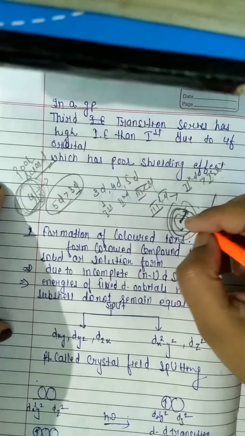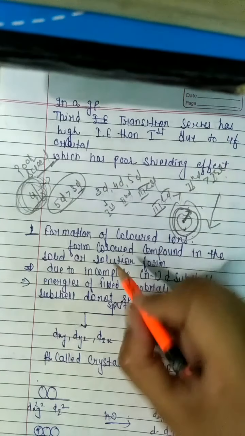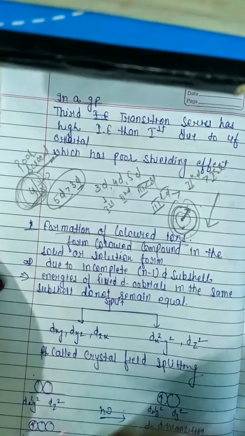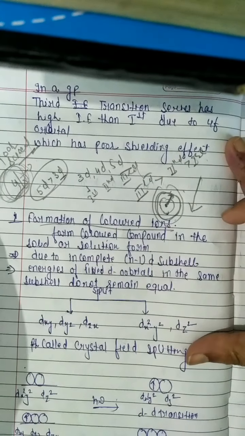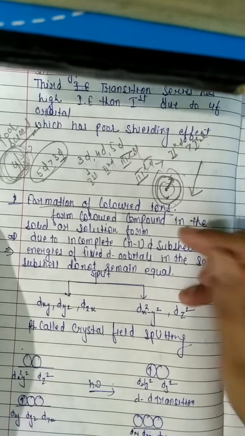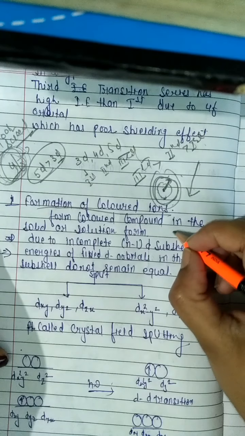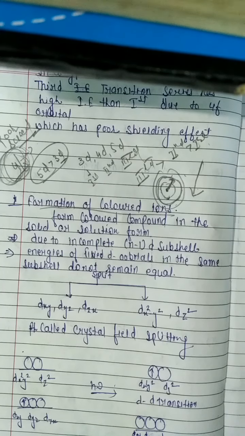Clear? This is about our ionization enthalpy. Next, we have discussed one more topic, that is the formation of colored compounds. How the transition elements show color. All the transition elements are colored. They show different types of color. Now we have discussed why they show the color and what the effect will be.